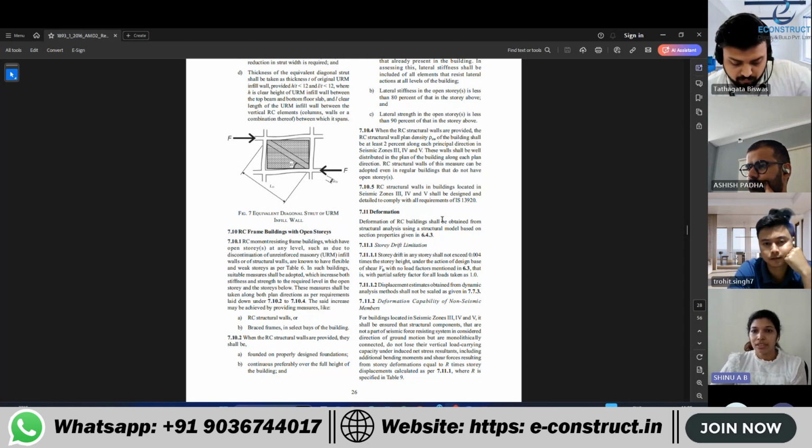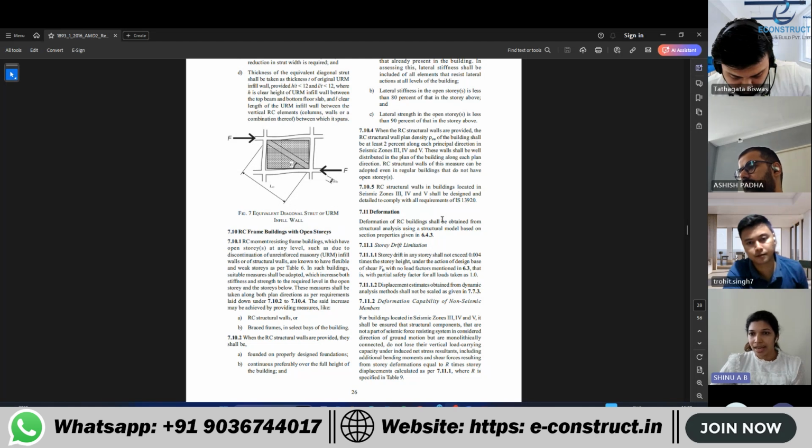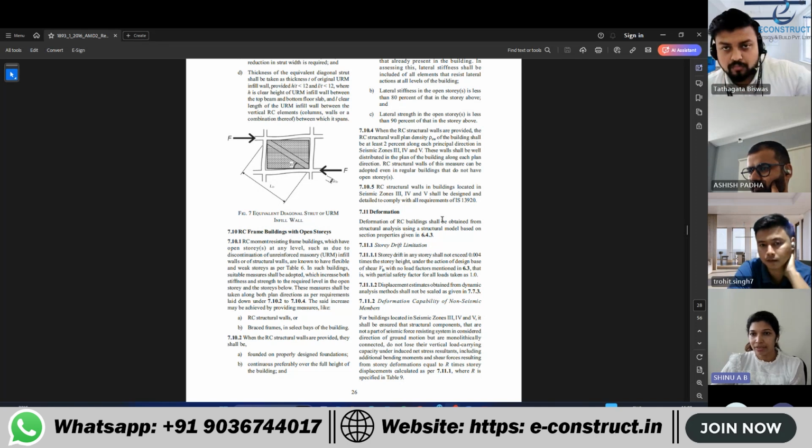7.11.1. Story drift limitation. Story drift in any story shall not exceed 0.004 times the story height under the action of design base shear VB with no load factors mentioned in 6.3, that is, with partial safety factor for all loads taken as 1. Displacement estimates obtained from dynamic analysis methods shall not be scaled as given in 7.7.3.